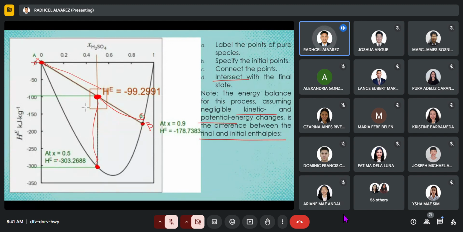So, ang una, ang ating x. Kung makikita nyo kapag tinapat, nandito siya somewhere dito sa negative, greater than negative 100. Tapos, yung ating x at 0.5, nandito naman siya sa negative 303.2688.